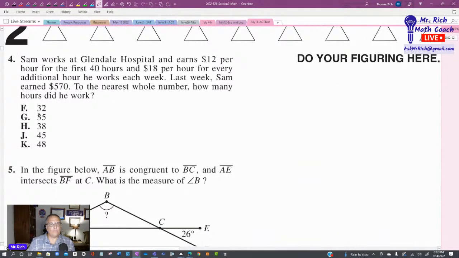Let's go to number 4. Sam works at Glendale Hospital and earns $12 per hour for the first 40 hours and $18 per hour for every additional hour he works each week.